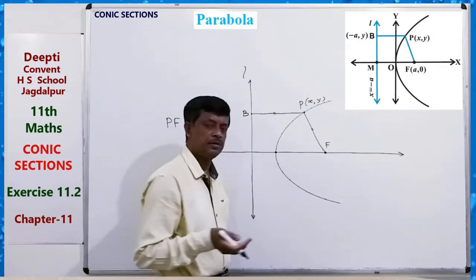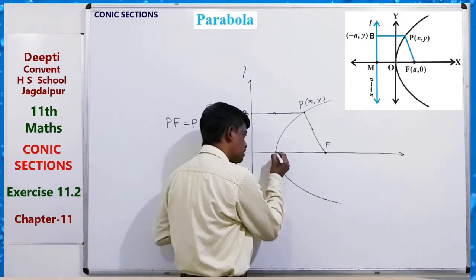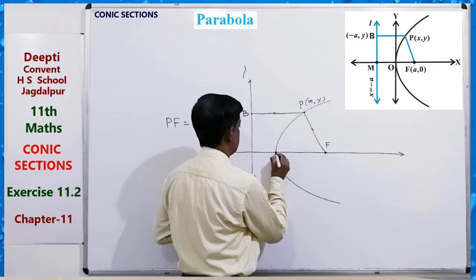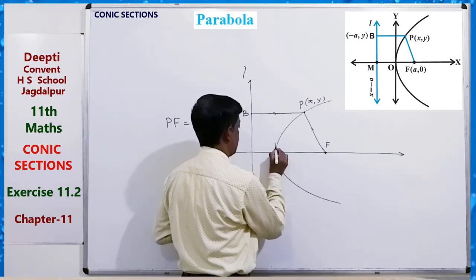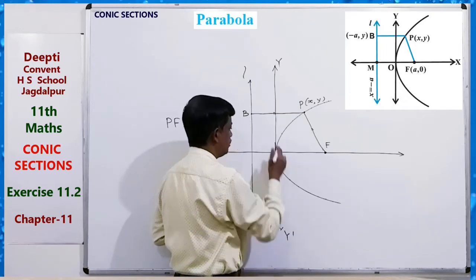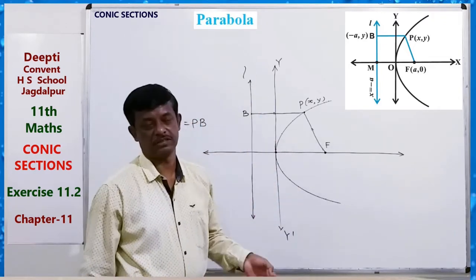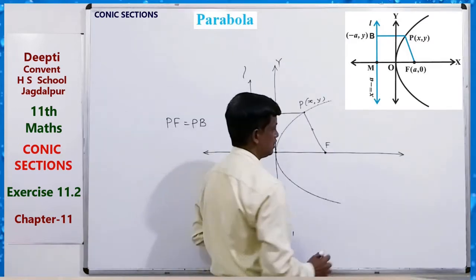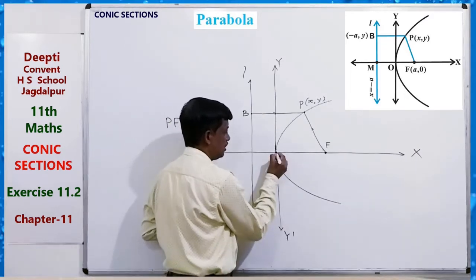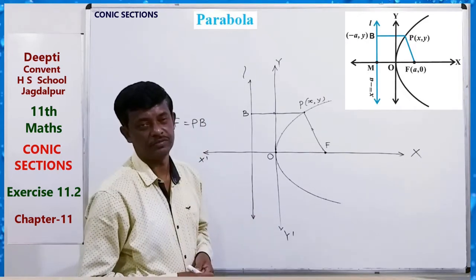Now for deriving the equation of the parabola, suppose the vertex is the origin. Then we can draw this as the y-axis, a line perpendicular to the axis and passing through the vertex, and this is along the x-axis. The axis is along the x-axis. Here the vertex is the origin, its coordinates we know are (0, 0).